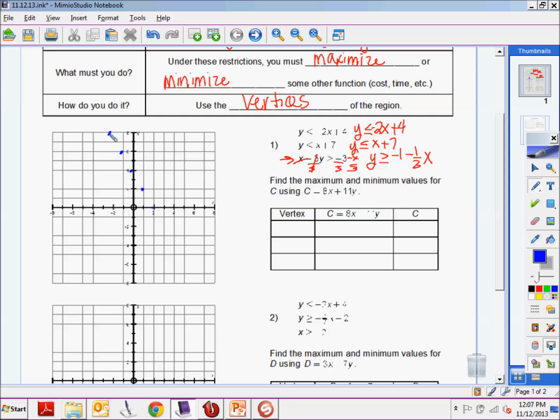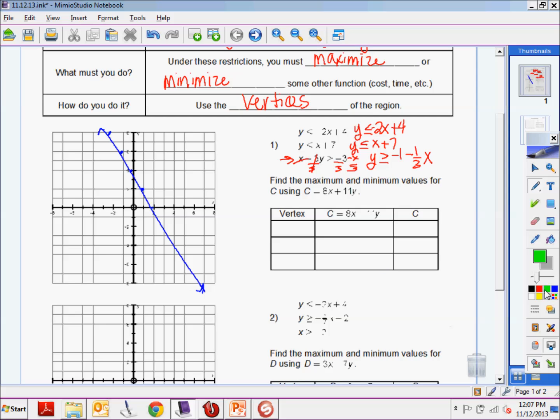So let's graph it. I'm going to graph the first line. That's a pretty straight line for me. Hopefully your line's a little better than mine. If you would like a ruler, please grab one. My slope is -2/1.